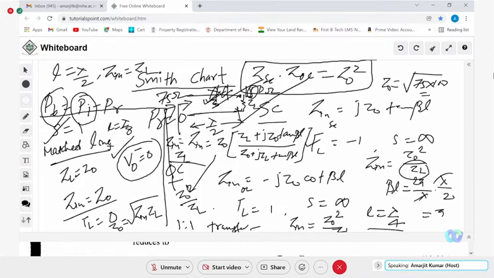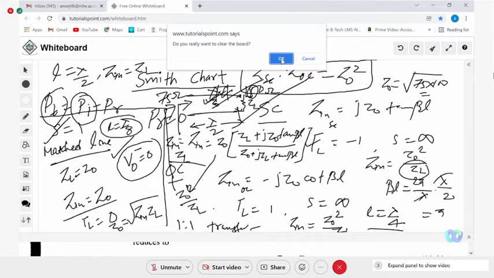What is tan pi by 4? Tan pi by 4 is equal to 1. So what will be the input impedance for this type of 1/8 wavelength transmission line? So the input impedance for this type of transmission line, now I have to clean it. So what will be that basically? Z0 into ZL plus j Z0 divided by Z0 plus j ZL.